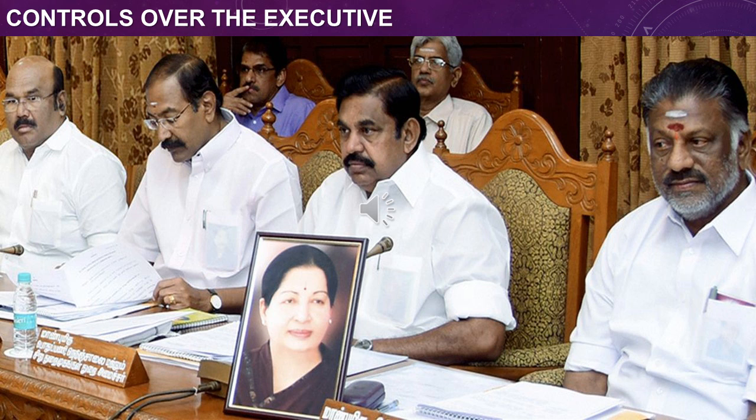Then control over the executive. The council of ministers is responsible to the assembly. The ministers have to answer the questions asked by the members of the legislature. They can be removed from office if the assembly passes a vote of no confidence motion against the ministry.